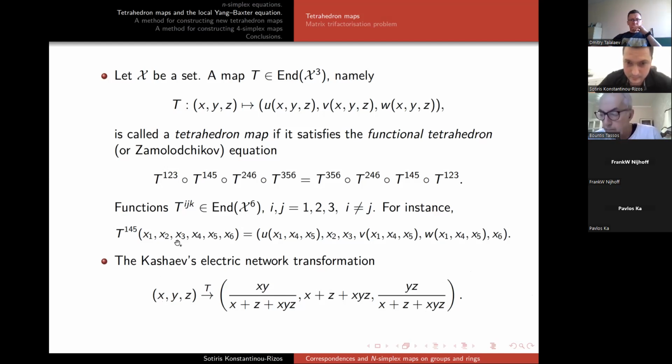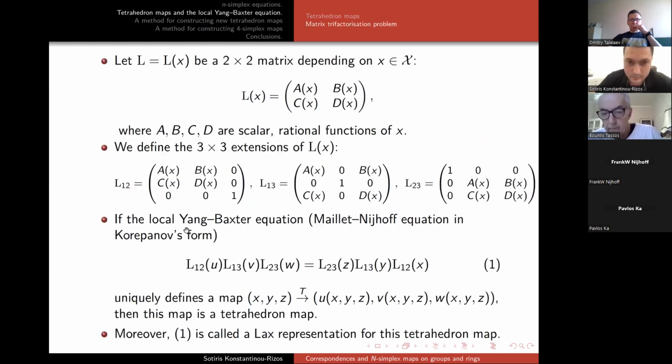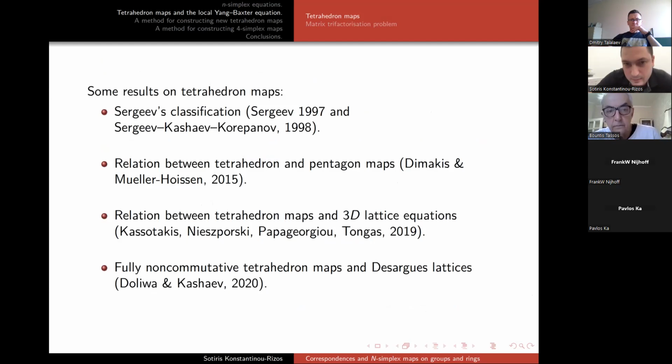And here I have listed some of the most important results for me that are obtained on the tetrahedral maps. There are many results, but these are probably the most basic important results. So, Sergeyev's classification: Sergeyev presented in '97, and also together with Kashaev and Korepanov in '98, a list of maps generated by certain matrices. I'll show this list a bit later.